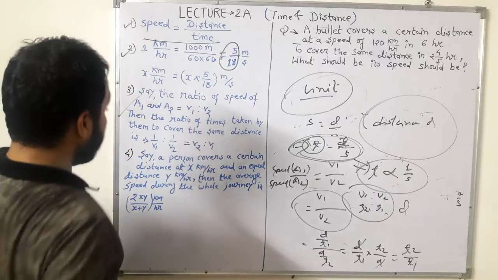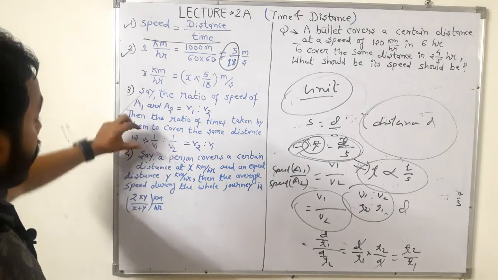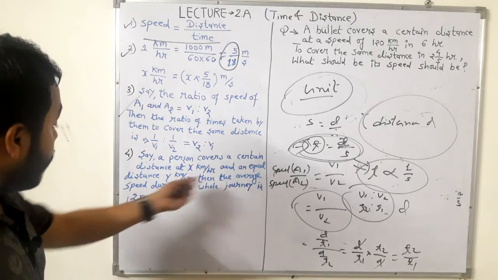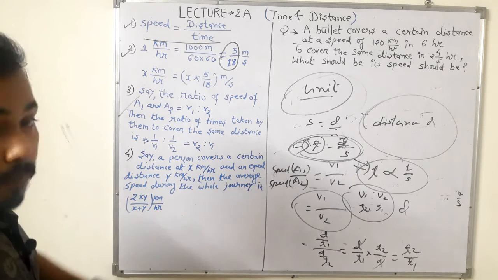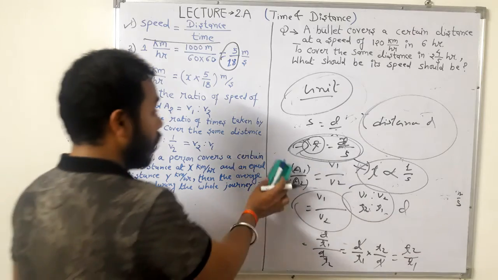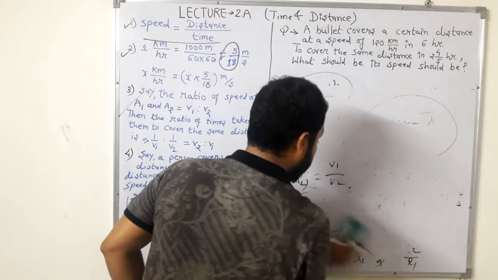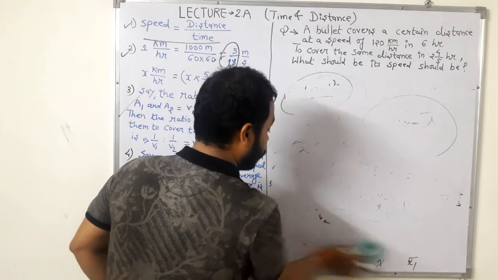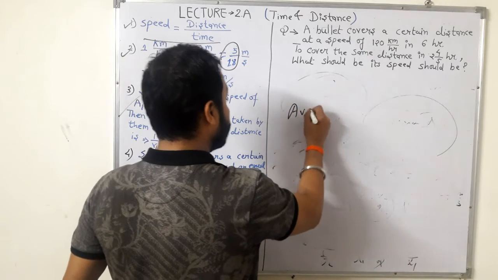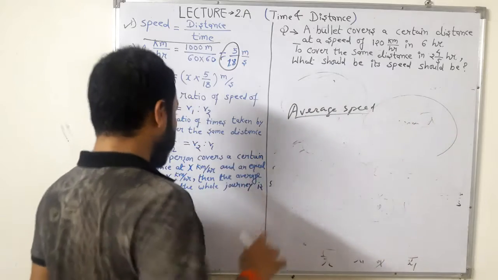So this is clear. Then coming to the next one, say a person covers a certain distance at x kilometer per hour and an equal distance at y kilometer per hour, then the average speed during the whole journey. Now we are talking about what? Average speed. Well, let's solve this problem.